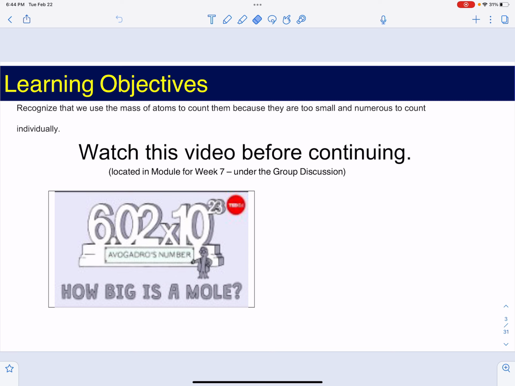So let's begin with this. The first objective: recognize that we use the mass of atoms to count them because they are way too small and numerous to count individually. And for that, I want you to go into the module for week 7, go into the group discussion, which you're going to be doing anyway, and watch that video now, because that video is important so we can continue doing this presentation. So put me on pause, go watch the video, and come back.